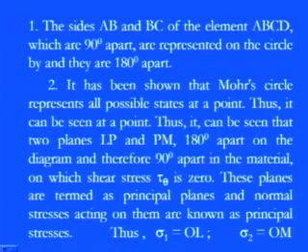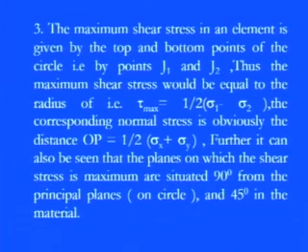Thus we can say that sigma 1 is OL, sigma 2 is OM, and the center point is (sigma 1 + sigma 2)/2. The maximum shear stress in an element is always at the top of the circle, which is equal to the radius. The top and bottom points are J1 and J2, so the maximum shear stress would be (sigma 1 - sigma 2)/2, equal to the radius of the Mohr circle, and the corresponding normal stress is obviously the distance OP, that is (sigma 1 + sigma 2)/2, the coordinate of P, the center point.